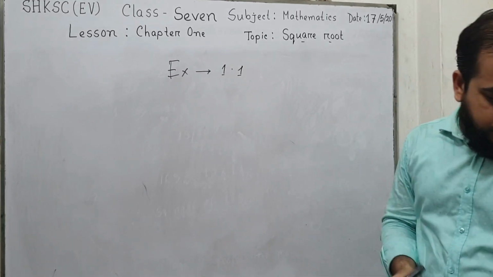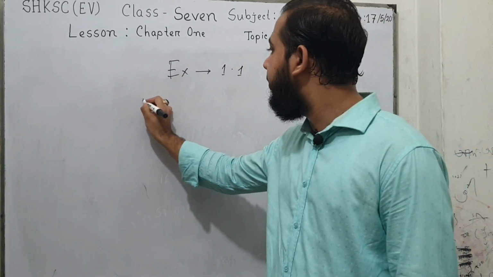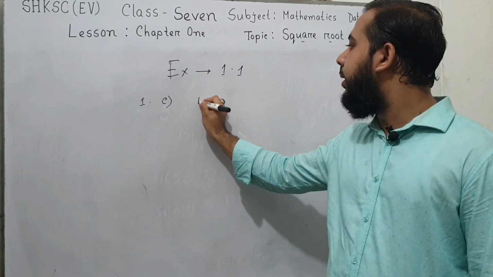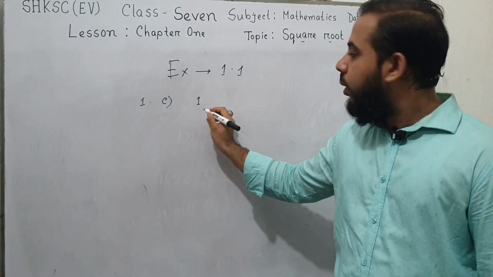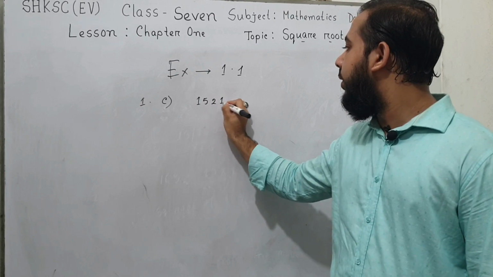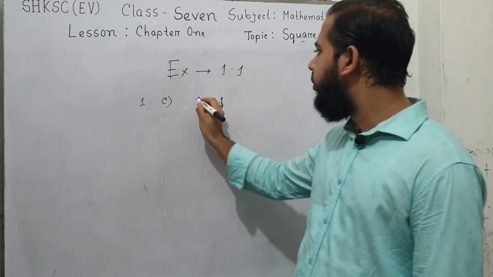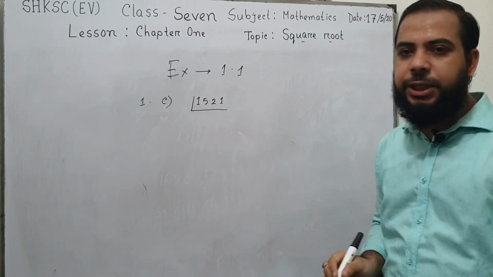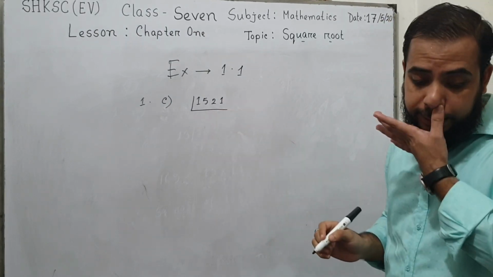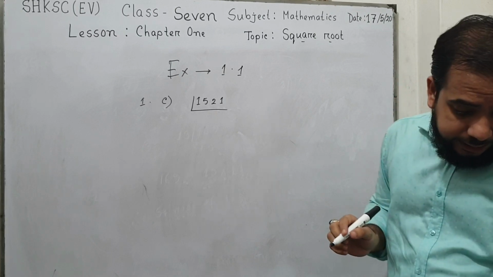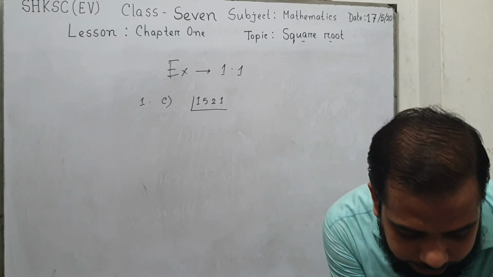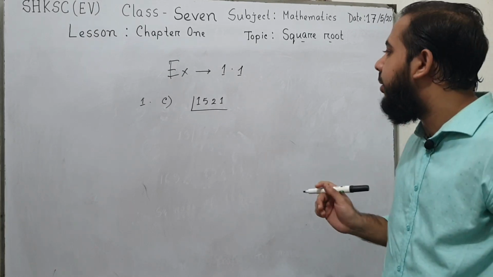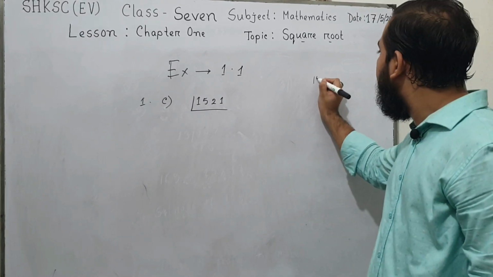Now let's do problem number 1c. What is the number here? The number is 1521. Now we want to divide it by a prime number. At first it is not divisible by 2 because this is an odd number. So now let's divide this number by 3. If we divide this number by 3, we will get what?